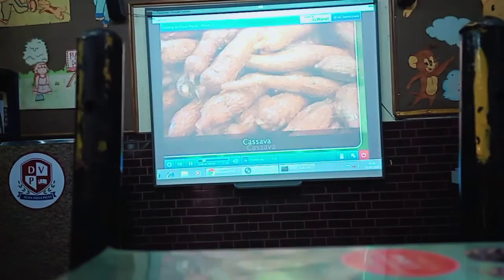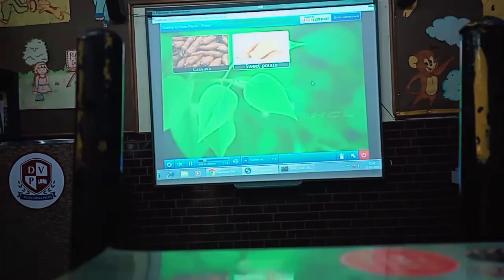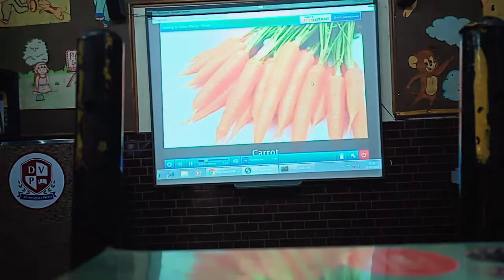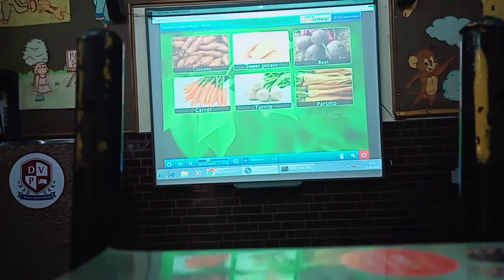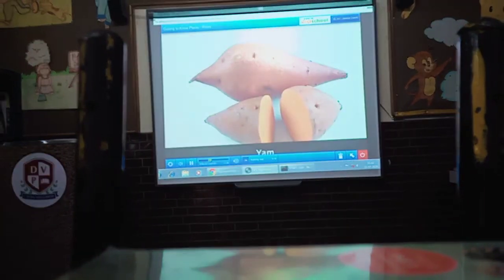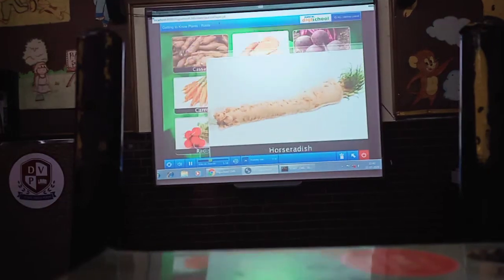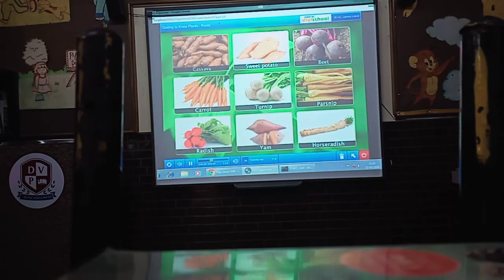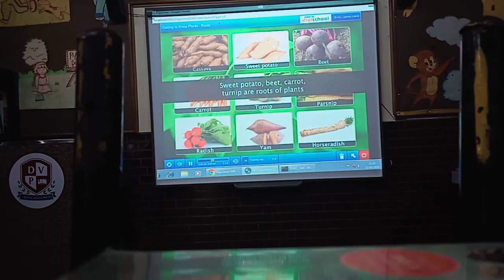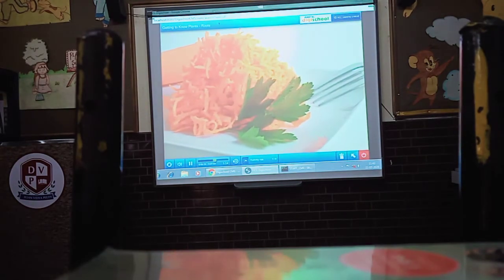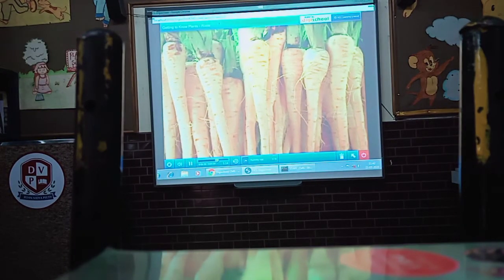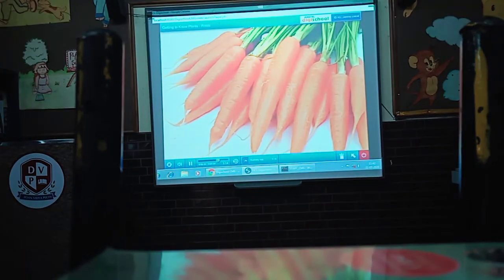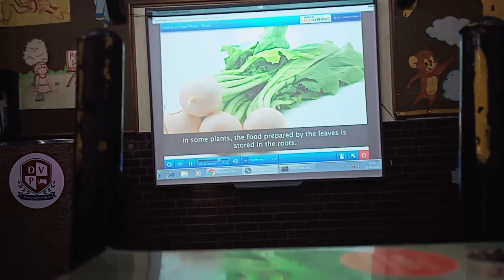What do cassava, sweet potato, beet, carrot, turnip, parsnip, radish, yam, and horseradish have in common? Yes, these are all edible roots of different plants. The food prepared by the leaves travels through the stem and is stored in different parts of a plant. In plants such as carrots, turnip, etc., the food is stored in the roots.